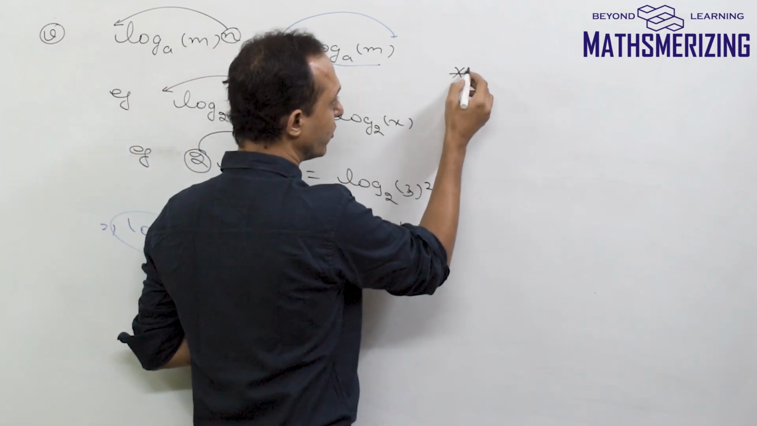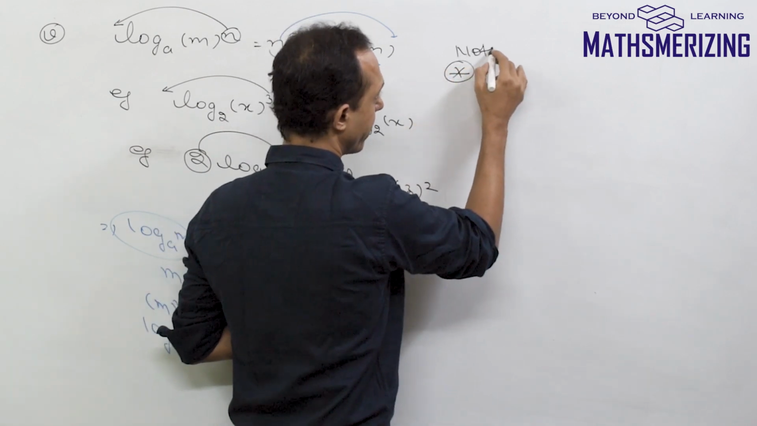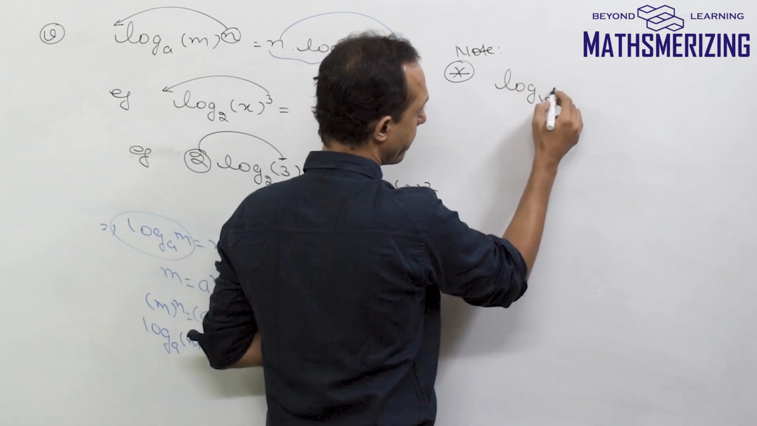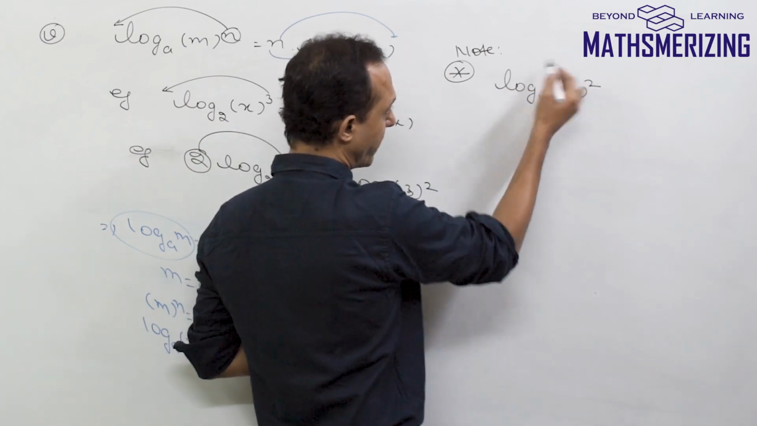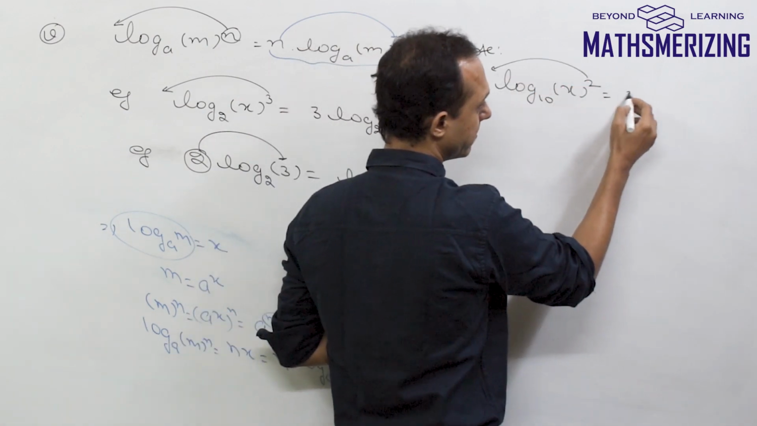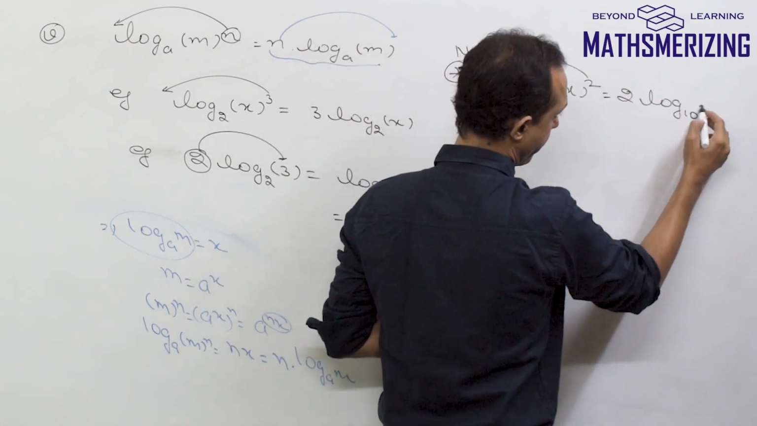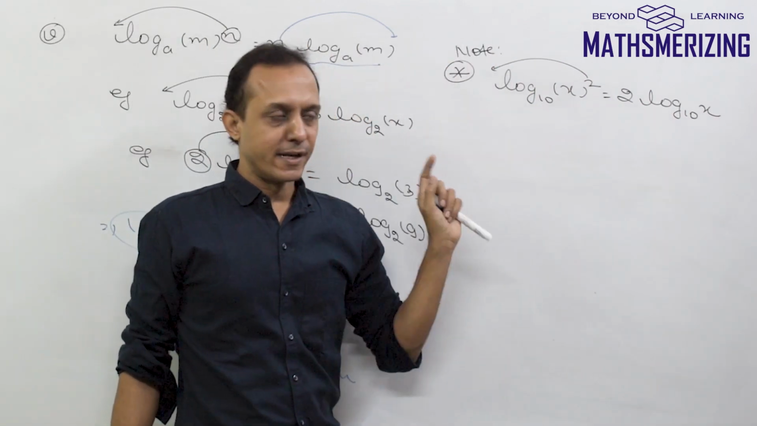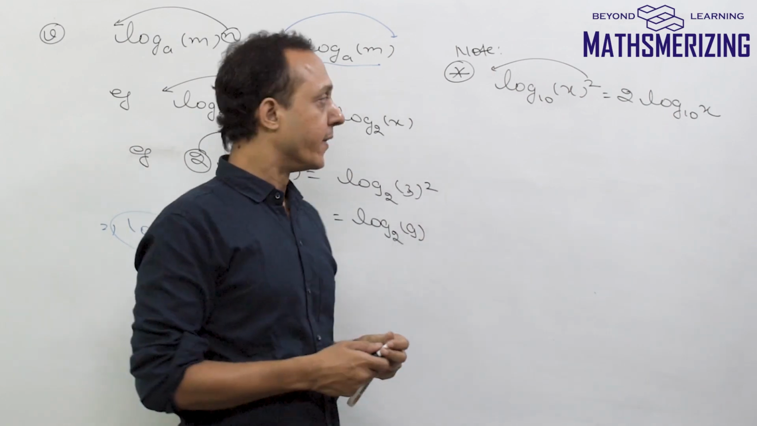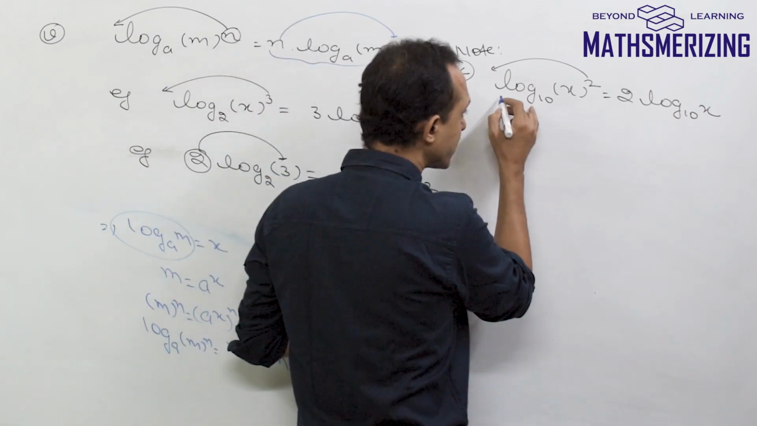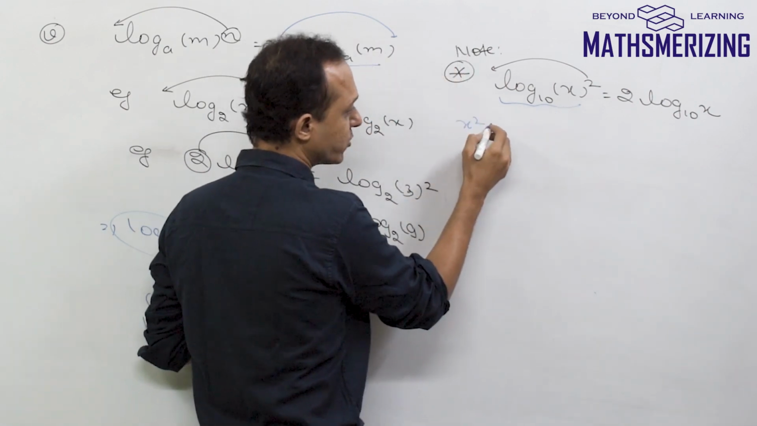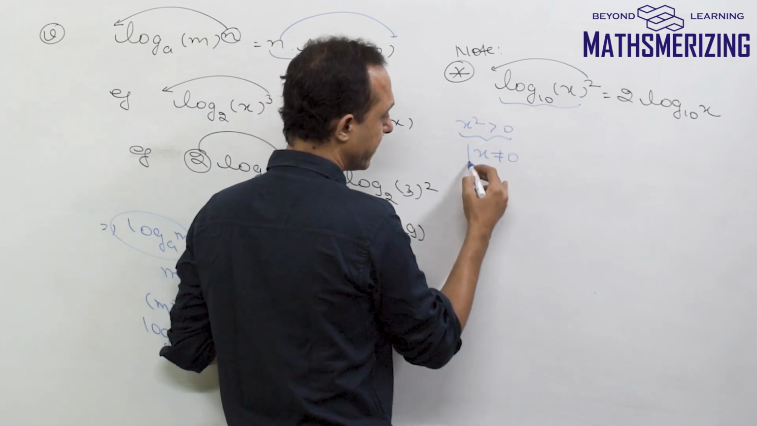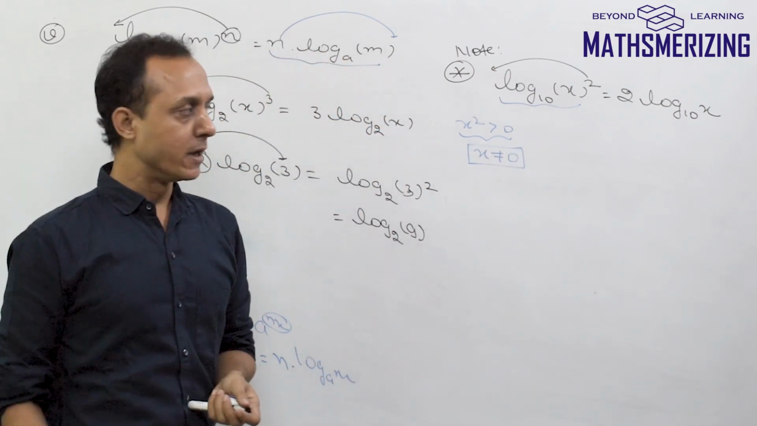Now there is one thing that we need to note. Suppose you have any even power, say log x squared to the base 10, and the property says I can take this 2 out. So the result I'll get is 2 log x base 10. Now this result is essentially incorrect. The reason is that for log x squared, the condition is x squared should be greater than 0. The square of any number is essentially greater than or equal to 0, so the only condition I'll get is x should not be equal to 0.